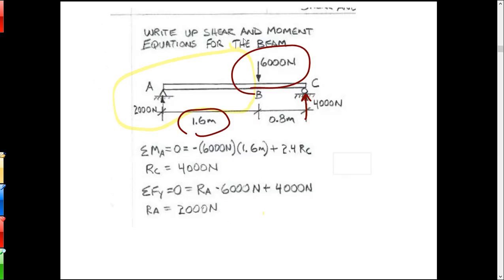So anytime you need a new free body diagram, you have to draw that up and generate a new set of equations. That's the rule on this stuff. You start from left to right and work your way through.